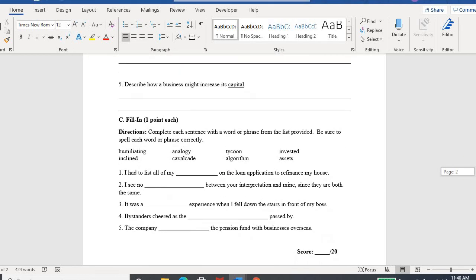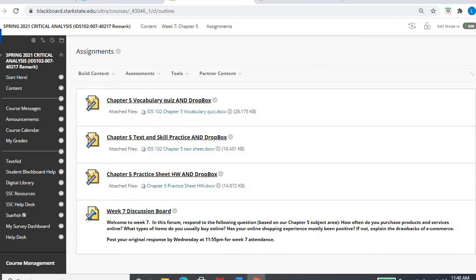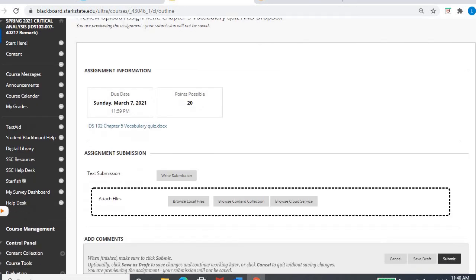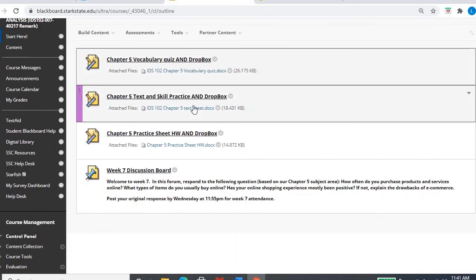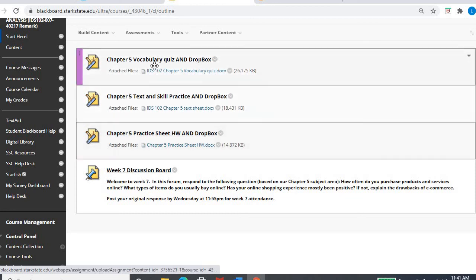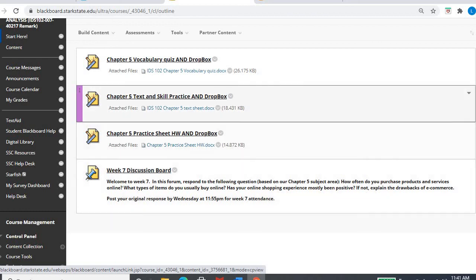And then Part C in this case is fill in the blank. When you are done, make sure you go back in, click into the area where you Dropbox it, and browse it and submit it. That is due Sunday the 7th, much like your text and skill practice sheet and your Chapter 5 homework sheet. Those are all due Sunday. Your discussion post, as normal, is due by Wednesday for the week's attendance.